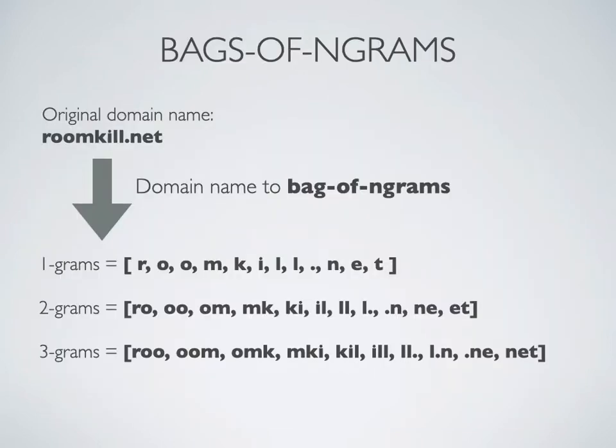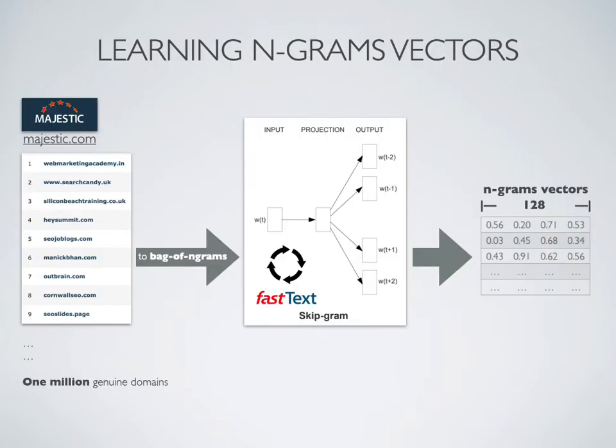Next, before feeding our model with domains, we represent them as a bag of n-grams. So basically, we move a sliding window across the domain to capture 1-grams, 2-grams, and 3-grams. As you see, for example, this domain roomkill.net is decomposed into overlapping series of 1-grams, 2-grams, and 3-grams. The next step is learning the actual n-gram embeddings.